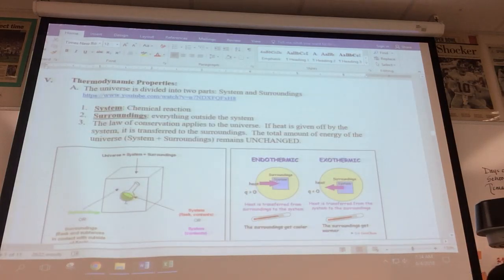We already had indicated that the universe is divided into two parts, the system and the surroundings. This is a very simple video on system and surroundings. Let's take a look just at the beginning part.